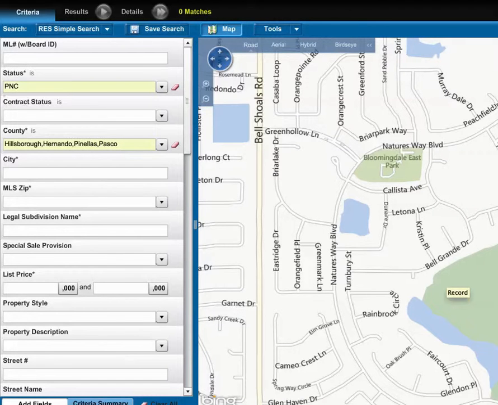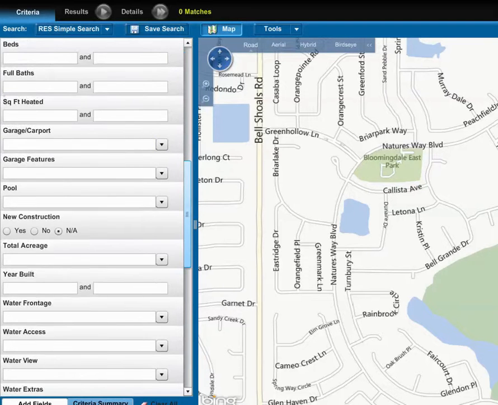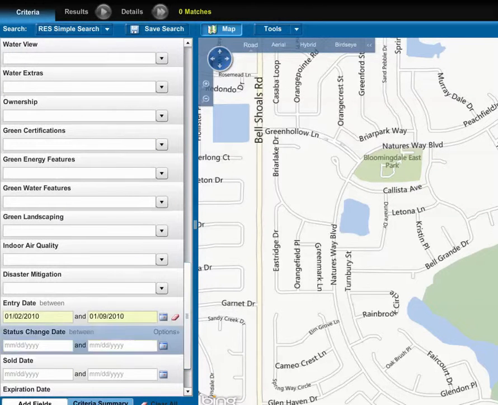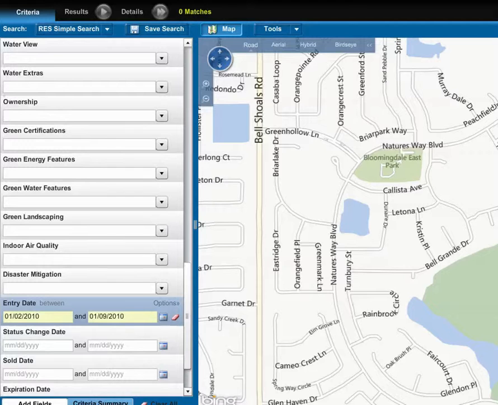Okay, Spencer, here's a visual of what I was saying in the email. When I set up pending for the four counties and I take it for a past date of 1/2 of 2010 to 1/9 for that week, we end up here with zero matches.